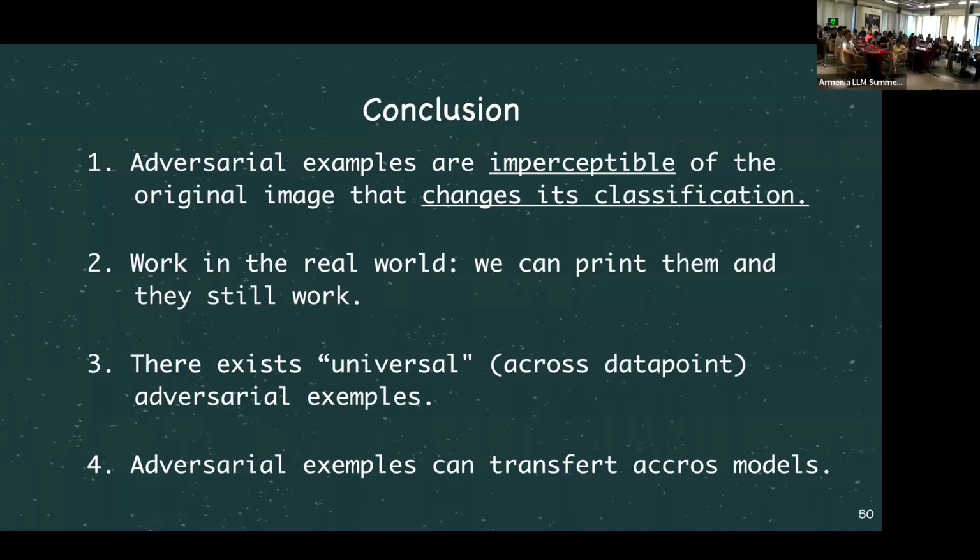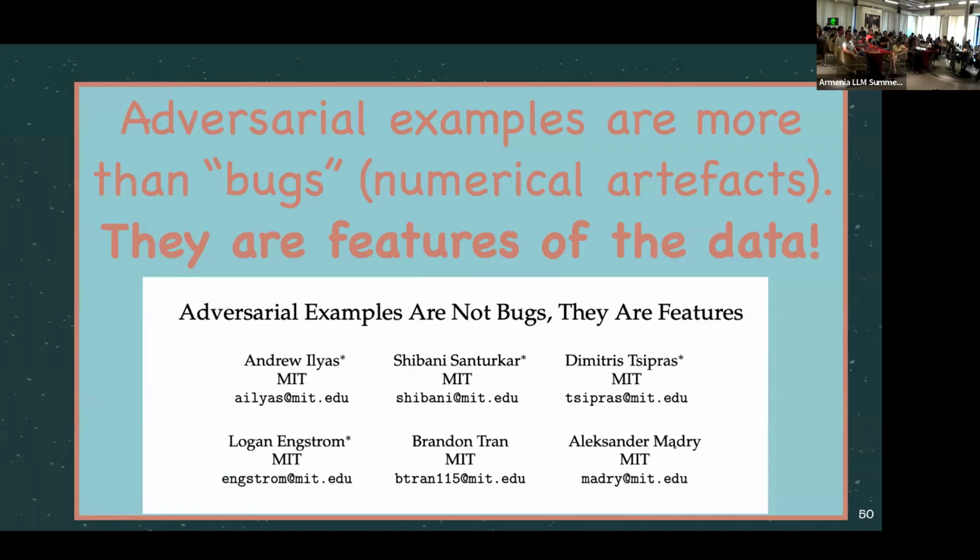There can exist some universal attacks. And basically, the intuition for how it works is that they are not bugs. They are much more than numerical bugs in the weights of the neural networks. They are not numerical artifacts. They are actually features in the data.